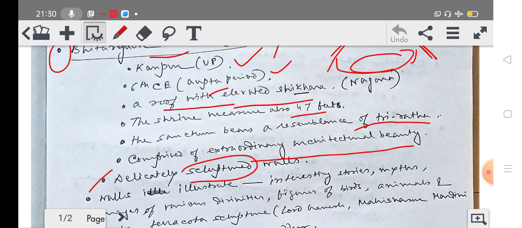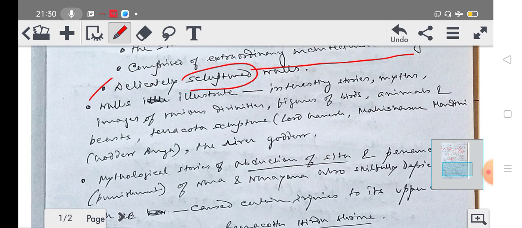And next is walls illustrate. The next point, walls illustrate. What the sculptured walls illustrate, what the sculpture walls depict. It is also very, very important for the competitive exam purpose, for the civil service purpose, and West Bengal Civil Service also, WBCS. Interesting stories have been explained by this type of sculptures.